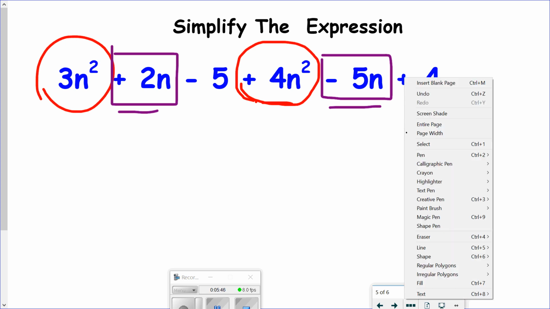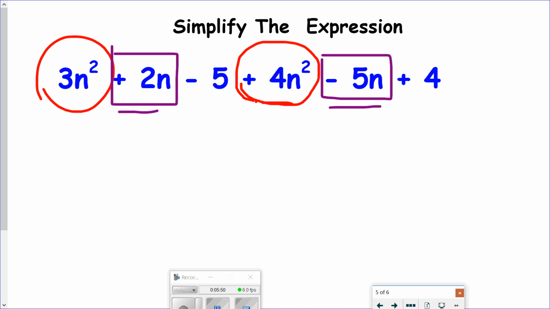Now I'm going to pick a new color. And I'm going to look for my constants. My constants don't have to be the same. A constant just means a number without a variable. So I am going to put a diamond. So here I have -5, because remember, I use the sign to the left. And I have my positive 4.